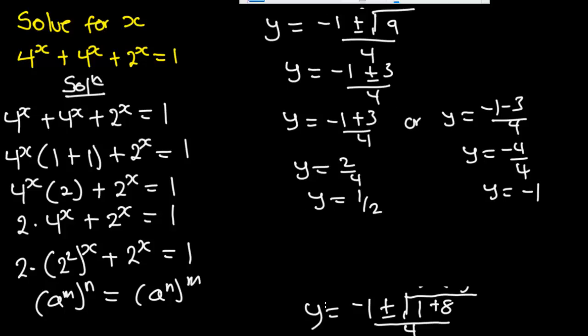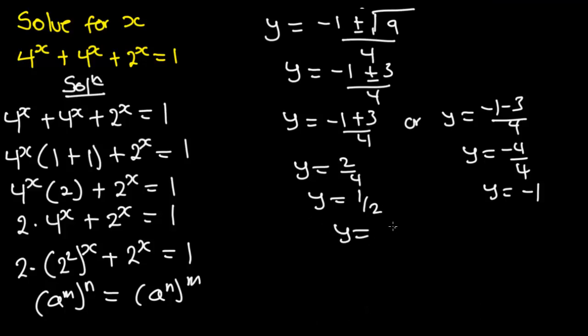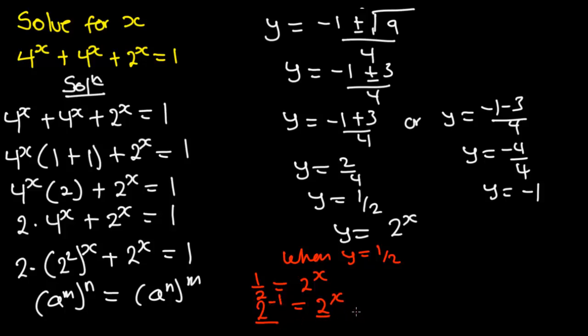Now let's clean this side. But don't forget, we let y be equal to 2 to the power x. So when y is equal to half, what are we getting for x? We have half equal to 2 to the power x. Now we can write this as 2 to the power negative 1 is equal to 2 to the power x. Here we have the same bases, so we equate the exponents, and so x will be equal to negative 1. So we have x equal to negative 1 as one of our answers.